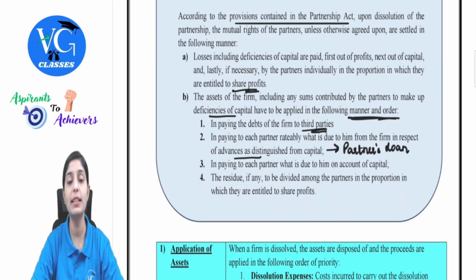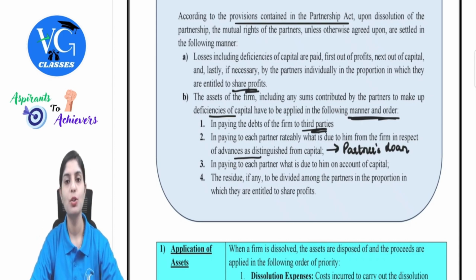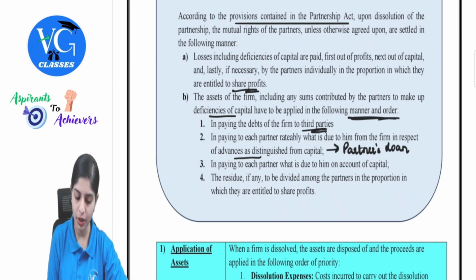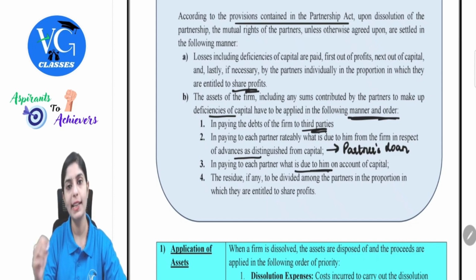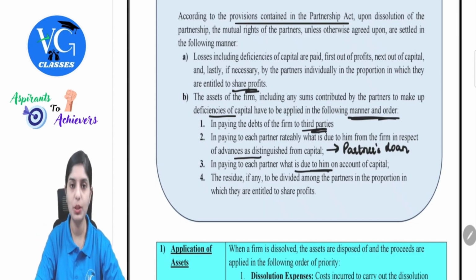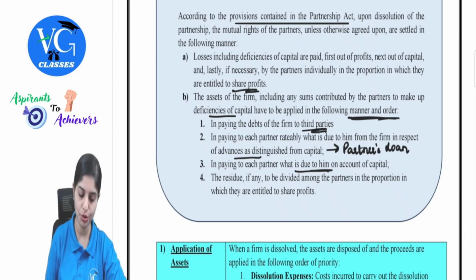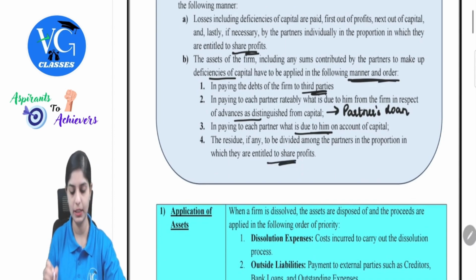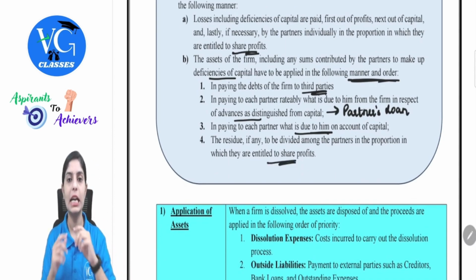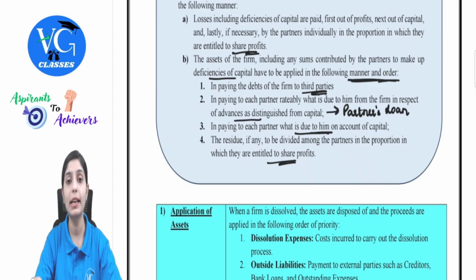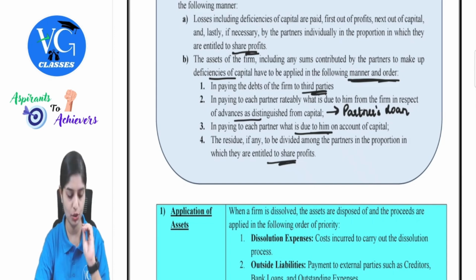See, imagine we are understanding this from the firm's point of view. So when there is partner's capital which is being displayed in the partnership books, it is nothing but an obligation for the firm to repay to the partner. So this point is talking about what is due on capital balances. The residue, that means balance, if any, to be divided among the partners in proportion in which they are entitled to share profits. The same thing we are going to learn step by step. You will get proper clarity on order of payments and several other points which were only touched upon here.